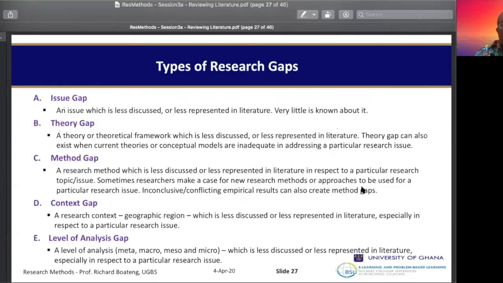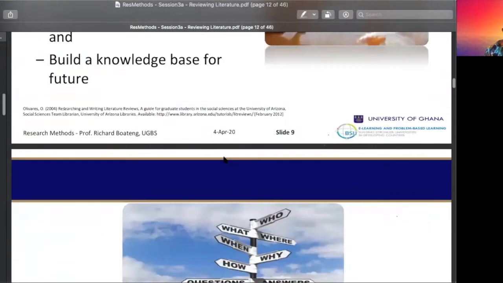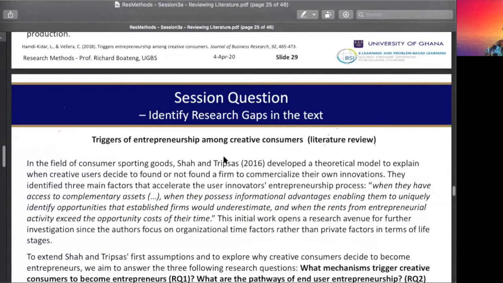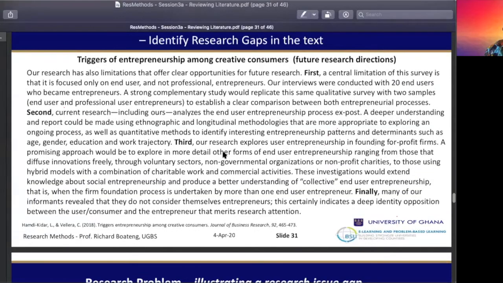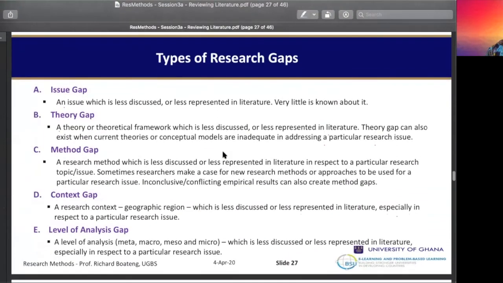This is slide 27. So let's just go back and check something. I just want to use this as an example. I don't know whether I have it here. Oh, it's in our previous class. So let me just continue. I'll come back to it.